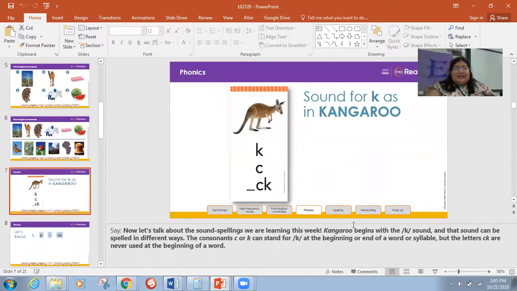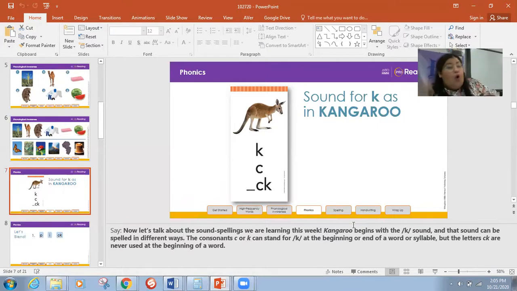All right, so we've been talking about the k sound, right? So we're talking about sound spellings. That's what we're learning this week. Kangaroo begins with the sound k. And that sound can be spelled in different ways. It can be a K, it can be a C, or it can be a CK. But I want you to know something right here, right now. If you don't remember anything from this video, that's fine. But I want you to remember this because it's going to help you with your spelling for the rest of your life. You hear the K sound at the beginning of the word.